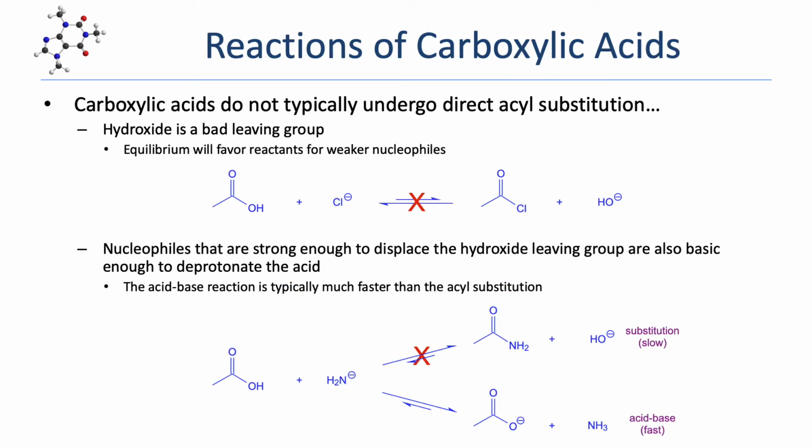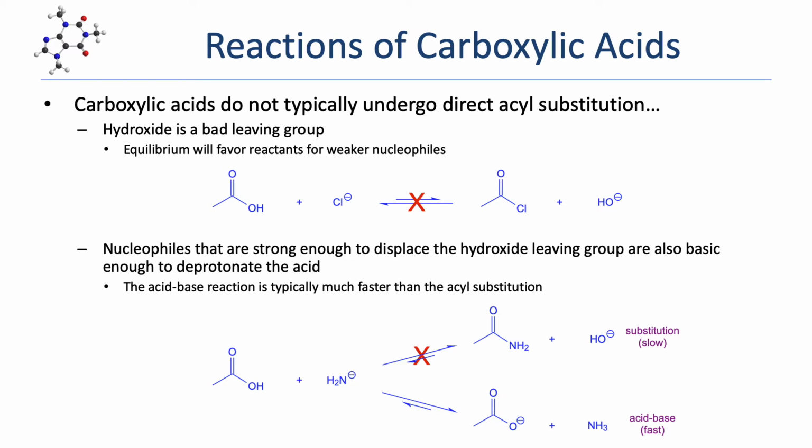So now that we understand the basics of acyl substitution, we can explain why carboxylic acids are so unreactive. Carboxylic acids do not typically undergo any direct acyl substitution reactions, and there are two big reasons for this. First, as we know, hydroxide is a bad leaving group.